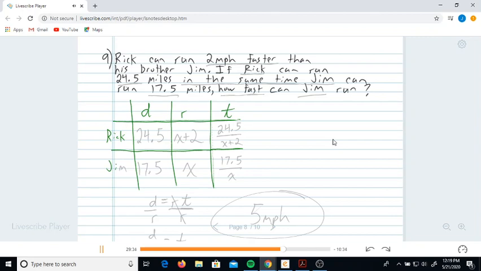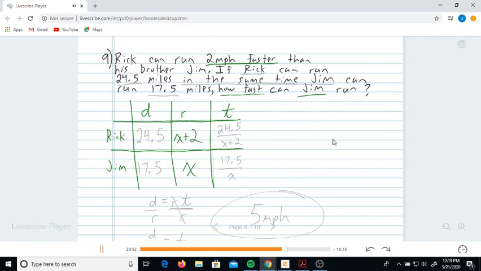So let's go ahead and define our variables. It's asking how fast, so we want to know speed, and we want to know how fast Jim can run. So we want to figure out Jim's speed. So I'll put x there. Rick can run 2 miles per hour faster, so that's x plus 2.